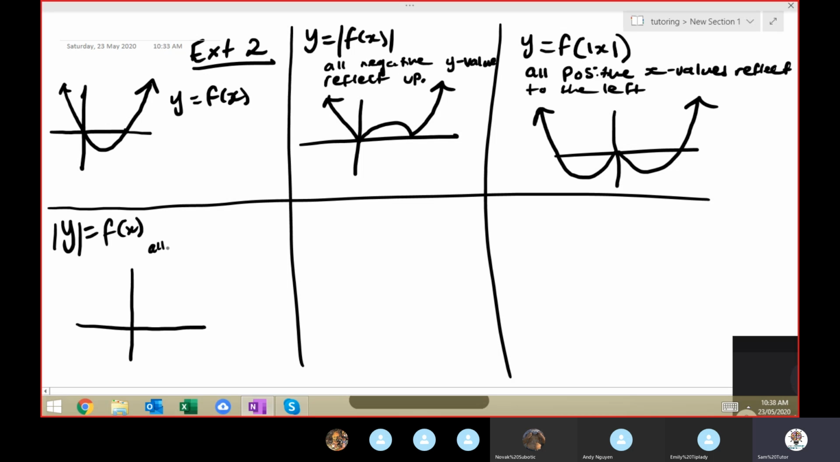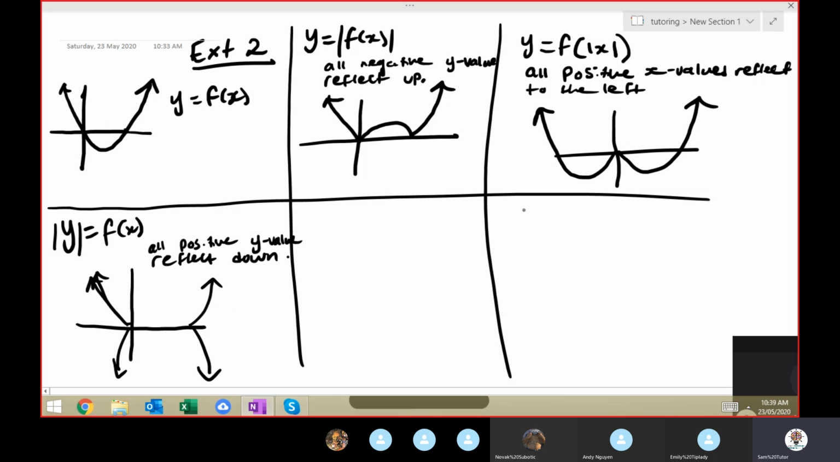So all positive y values reflect down. So where are your positive y values? There and there. There and there. Reflect down. Reflect down. That was more meant to go like that.